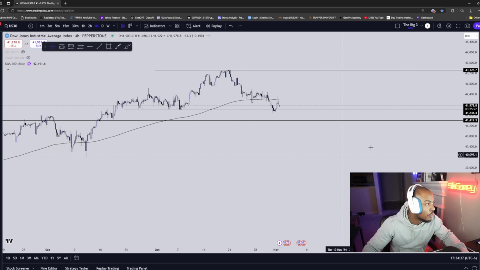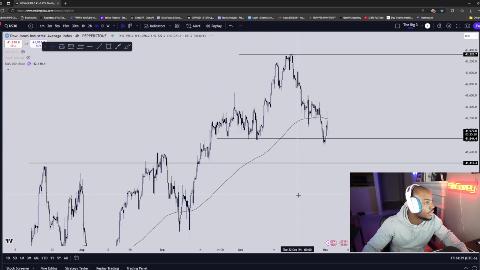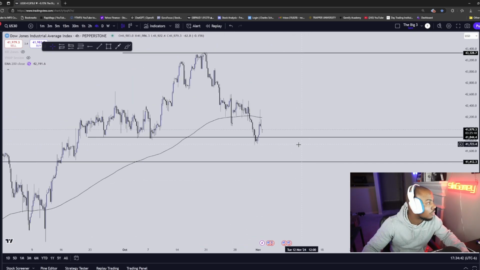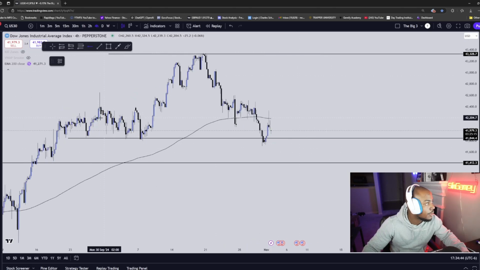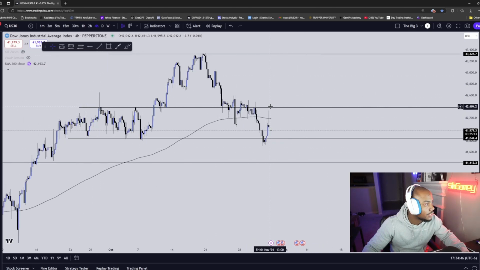Now, going to the 4-hour time frame, some structural points that I see off rip. I can see it's been pretty choppy with US 30, but I can see something.